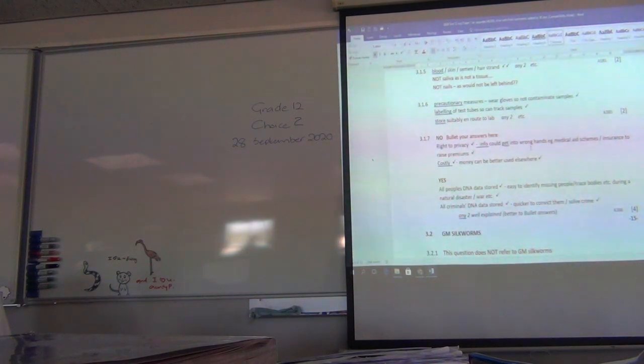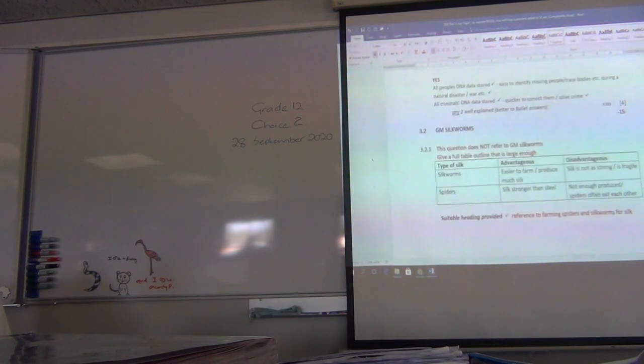Or you could have said yes, because all people's DNA would be stored and it would be easy to identify missing people, to trace bodies during natural disaster, etc. Or all criminals' DNA data would be stored and it would be quicker to convict criminals or to solve a crime. Again, bullet!